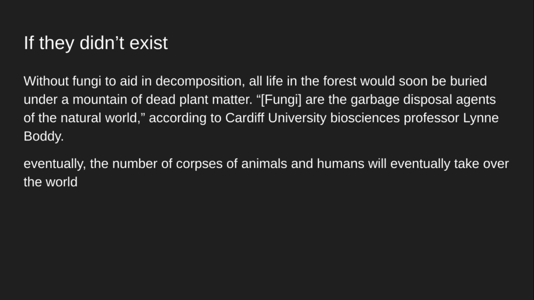If we didn't have fungi, we would suffer. Because without fungi to aid in decomposition, all life in the forest would soon be buried under a mountain of dead plant matter. Fungi are the garbage disposal agents of the natural world, according to Cardiff University Biosciences professor Lynne Boddy. Eventually, the number of corpses of animals and humans will take over the world.